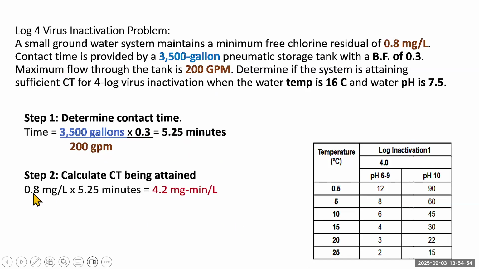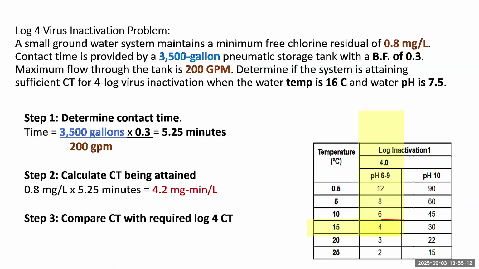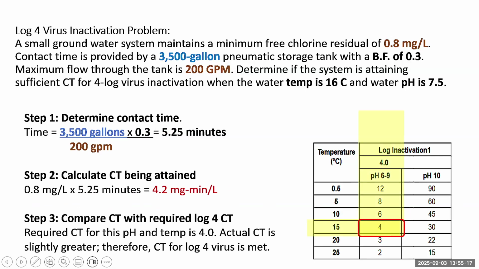So what are we actually attaining? If we have 0.8 milligrams per liter or parts per million, and we multiply that by our 5.25 minutes that the water is going to be in contact with that chlorine, we get 4.2 milligram-minutes per liter, which when we compare that to the number from our table, which is 4, we are greater than 4. So that means that we met our requirements for our CT for 4-log virus removal.